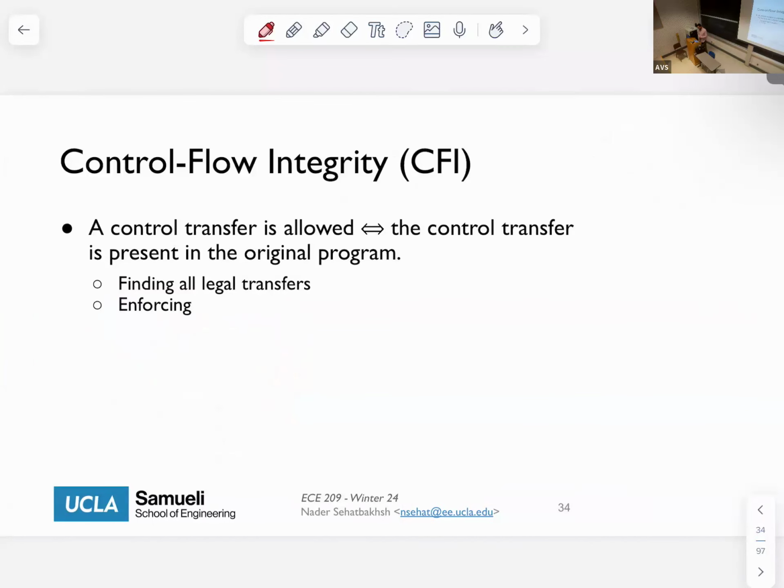The last thing that we're going to talk more about in the next module is control flow integrity. The idea of control flow integrity is this: if I know what my control flow path is, then I can enforce this. I can check this and find illegal transfers. So what is a control flow? That's something that I'm going to discuss further today.